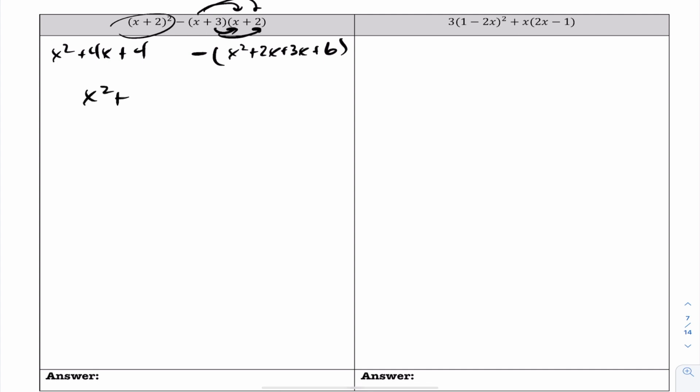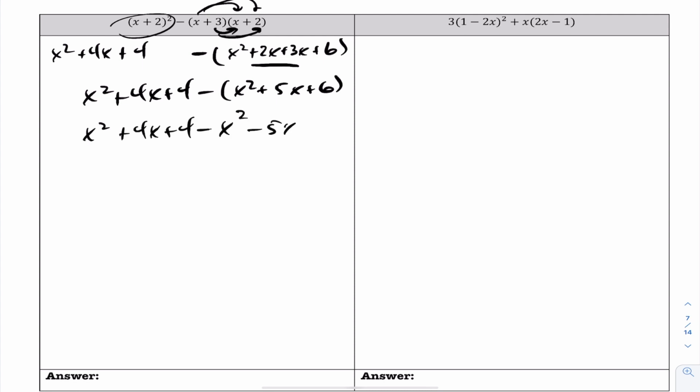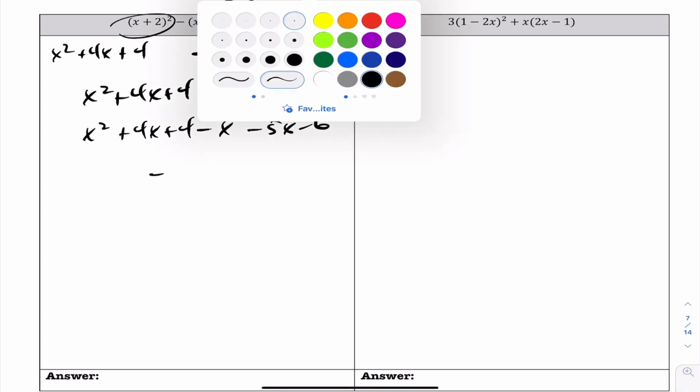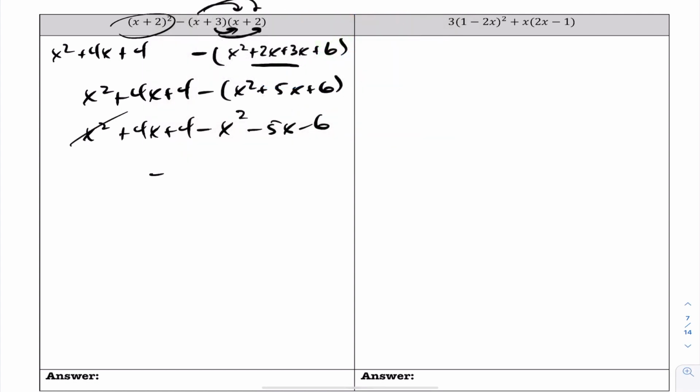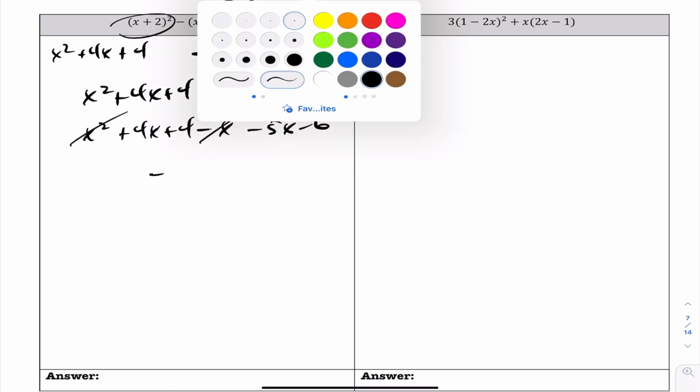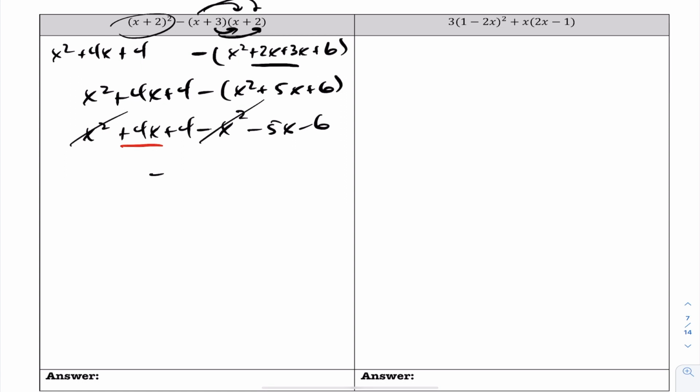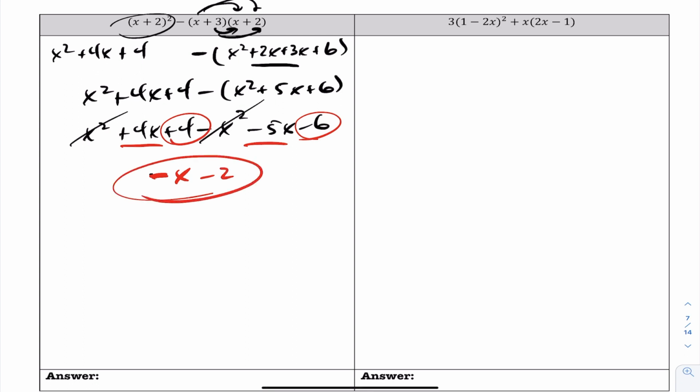Again, we end up getting x squared plus 4x plus 4 minus, simplify what's in the brackets here, you end up getting 5x plus 6. Now again, you've got to distribute that minus sign into the brackets, in which case we get minus x squared minus 5x minus 6. And collecting like terms here, what happens? The x squareds cancel, and we end up getting 4x minus 5x is negative x, and positive 4 minus 6 is negative 2. You get negative x minus 2.